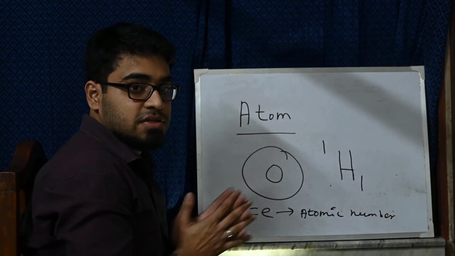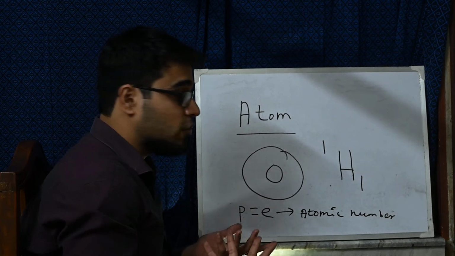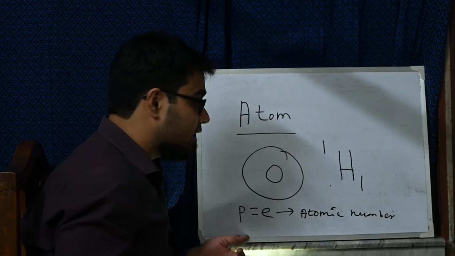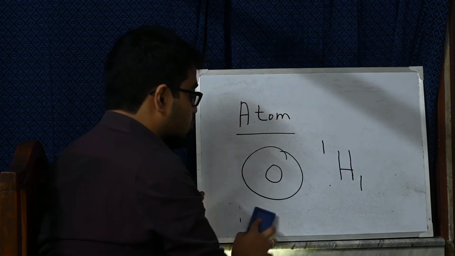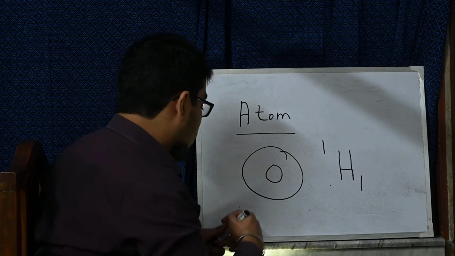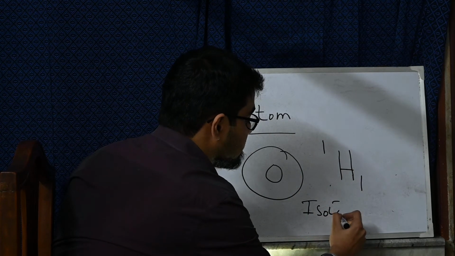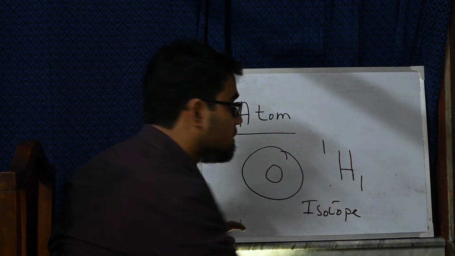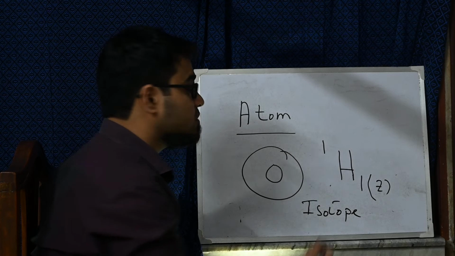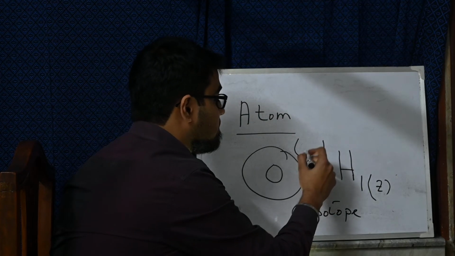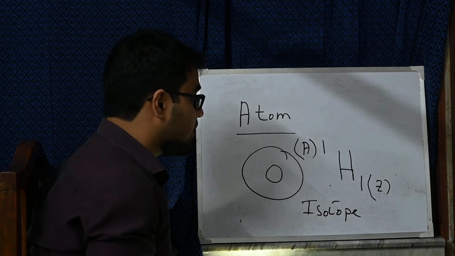This is the first isotope of hydrogen. Now what is an isotope and where does this word come from? Let me quickly add a little bit more to this. What is this isotope and how is it coming all of a sudden from nowhere? This is how the structure of hydrogen looks like. This is the atomic number, which is the number of protons or number of electrons, and this is the mass number, denoted by A.